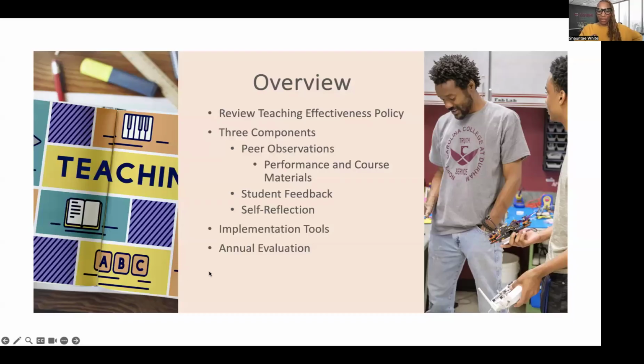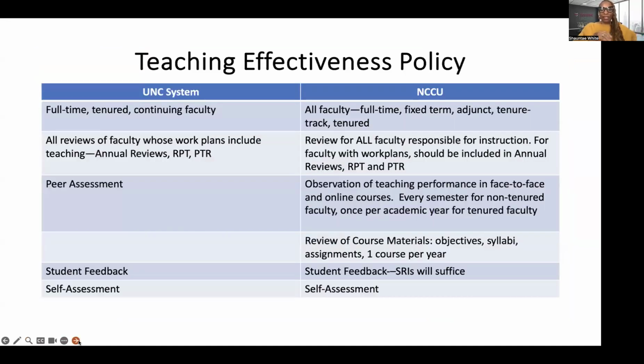Implementation tools, and I do see several chairs on, and this should be a part of your annual evaluation. All right, so just really quickly, as I said, the policies are in the chat. For the UNC system, we are supposed to evaluate all full-time, tenured, and continuing faculty. At NCCU, it's all teaching faculty. So that's full-time, fixed-term, adjunct, tenure track, as well as tenured. So everybody should be a part of that.